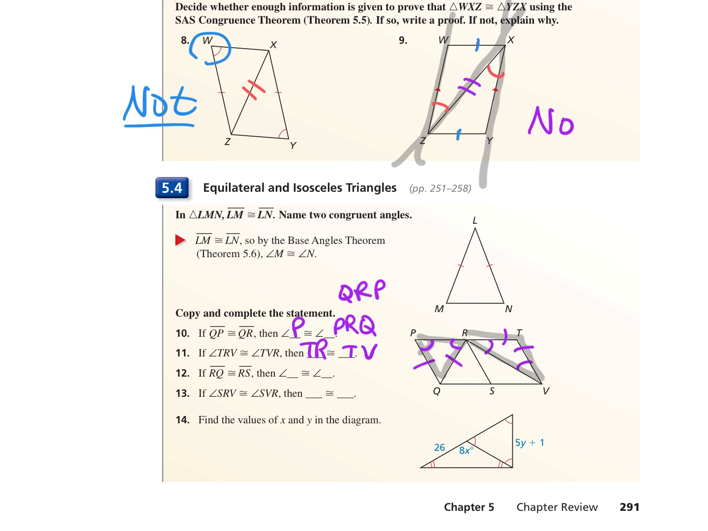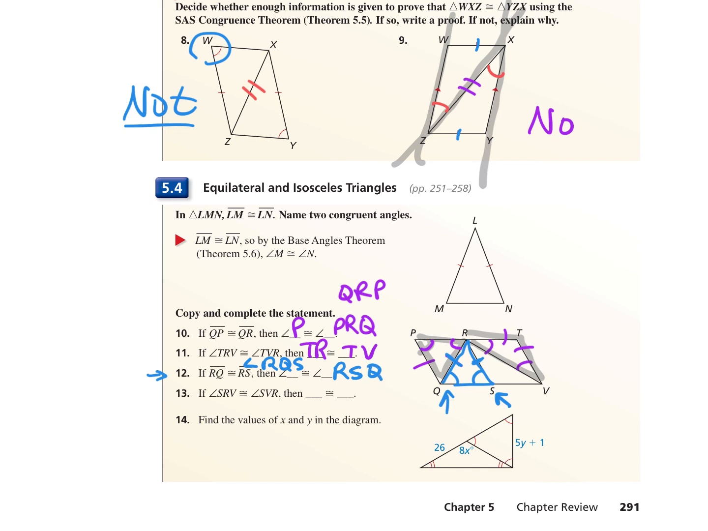And then the next one, let me switch the color here. We'll change it to blue. So here for number 12, if RQ is congruent to RS, again, notice we got a little isosceles triangle here. So then that tells me the base angles down here are going to be congruent. And again, we're going to need to name them with 3 letters. So here I could say that this angle right here is going to be angle RQS, is congruent to this one over here, and this will be RSQ.